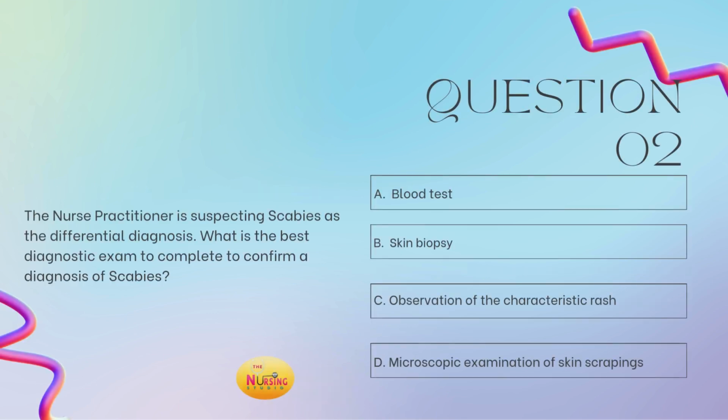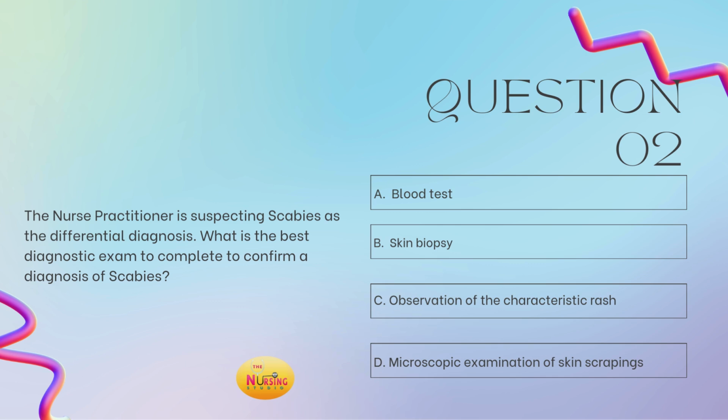Question number two. The nurse practitioner is suspecting scabies as the differential diagnosis. What is the best diagnostic exam to complete to confirm a diagnosis of scabies? Is it A, a blood test, B, skin biopsy, C, observation of the characteristic rash, or D, a microscopic exam of skin scrapings? Take a moment and tell me what you got, y'all.